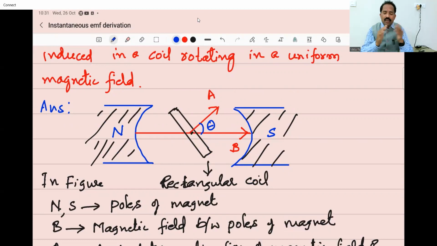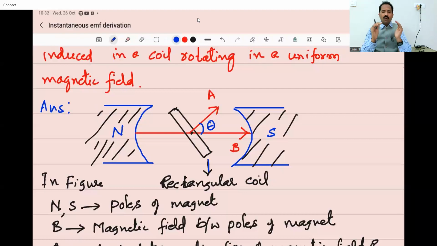In the space between the two pole pieces, there is one rectangular coil, as you know well. This is a rectangular coil, rotating in the space between the two pole pieces. Since there is a north and south pole, the magnetic field exists from the north pole to the south pole, as shown in the diagram. B represents the strength of the magnetic field between the two pole pieces.